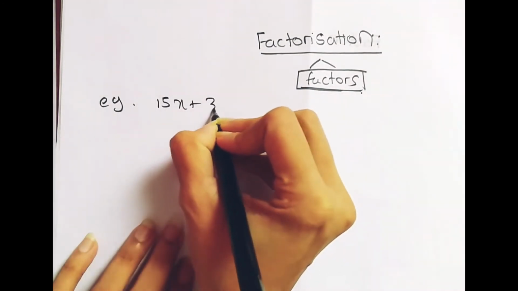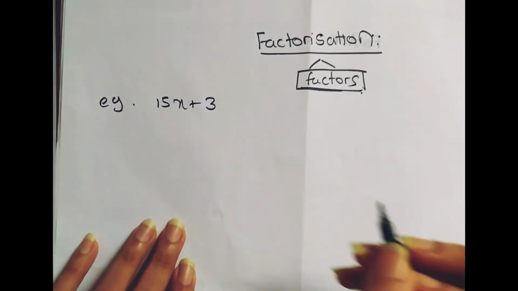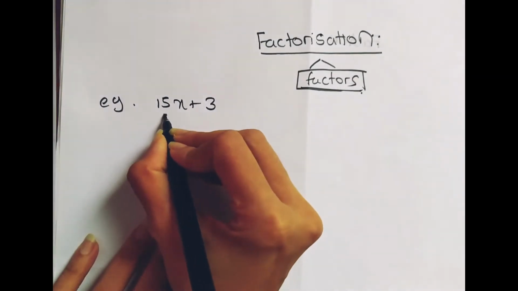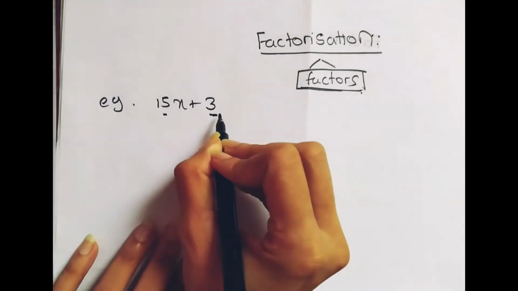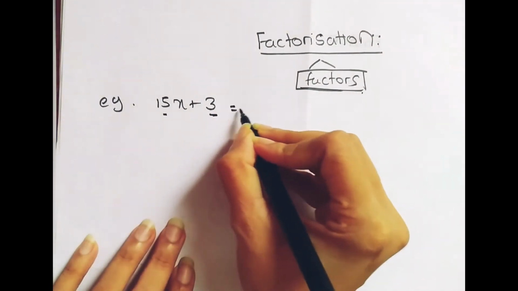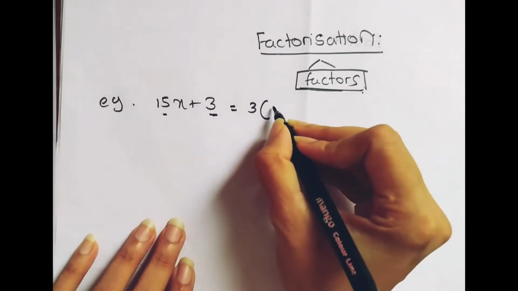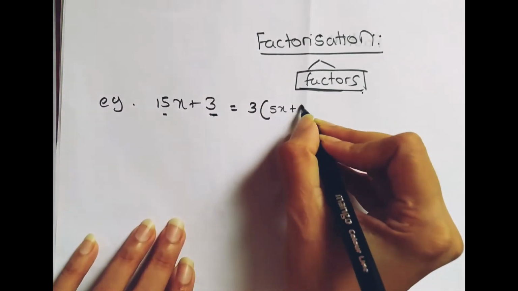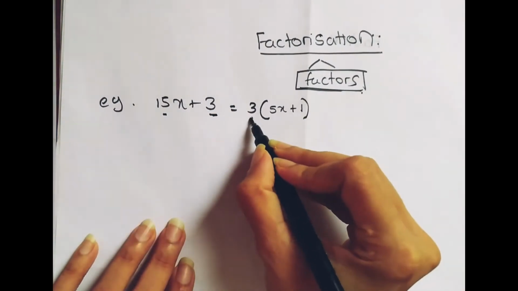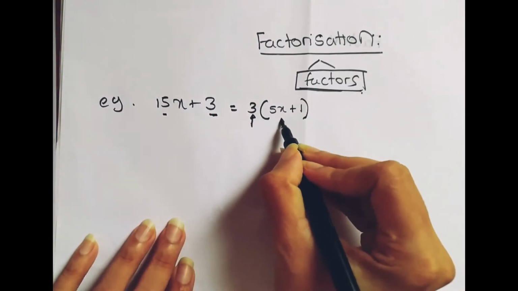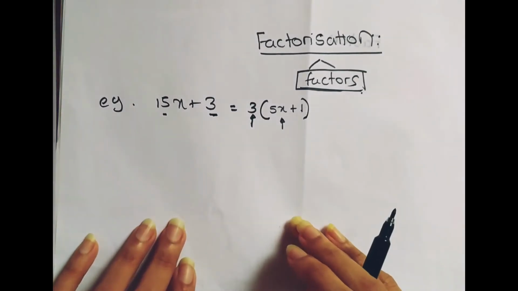15x plus 3. So you can see when you look at this and this, 3 is common for both of these terms. Then you can take 3 out and write it as 5x plus 1. So this expression has 3 and 5x plus 1 as factors.